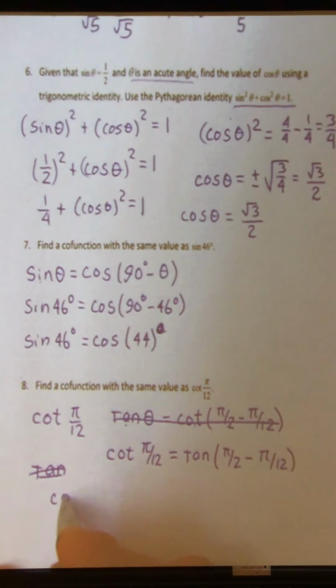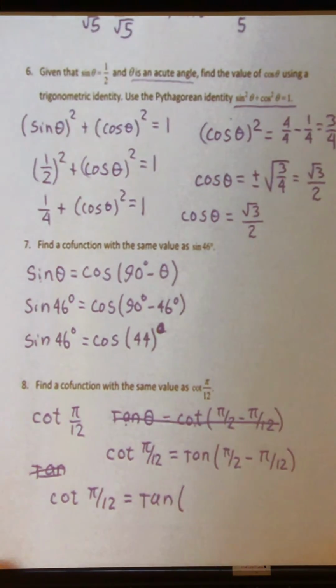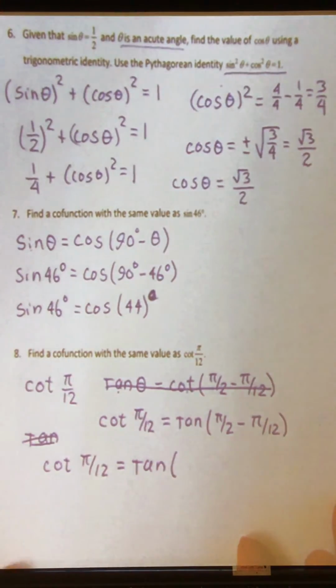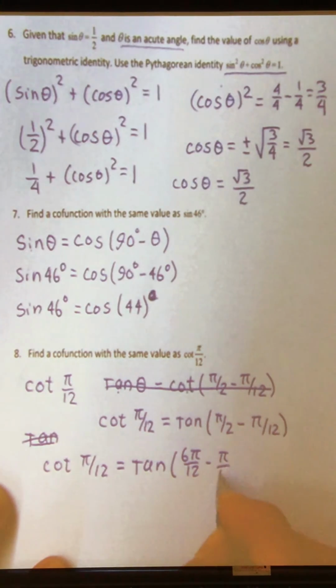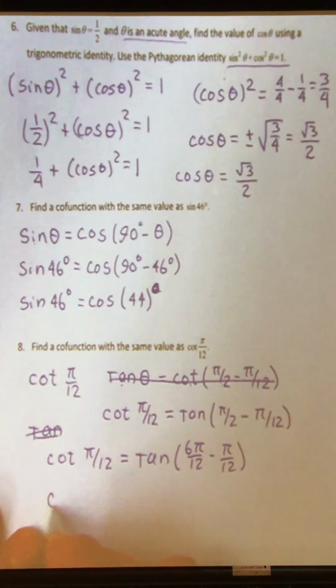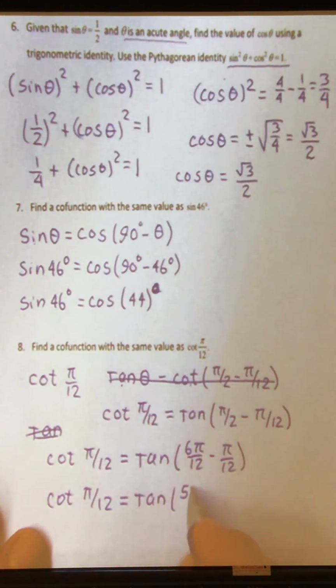So our cotangent of pi over 12 is equal to the tangent. We need a common denominator here, which would be 12, so we'll write 6 pi over 12 minus 1 pi over 12. And we can now write our conclusion. Cotangent of pi over 12 is equal to the tangent of 5 pi over 12.